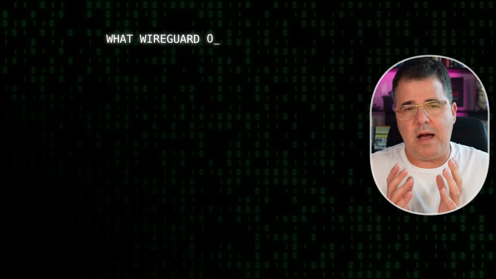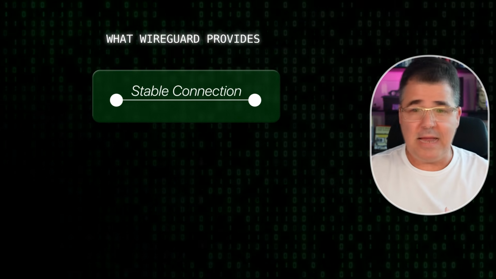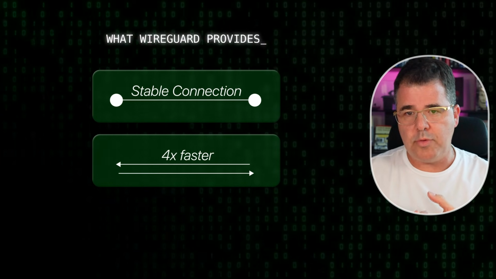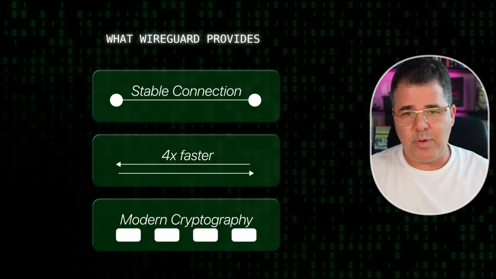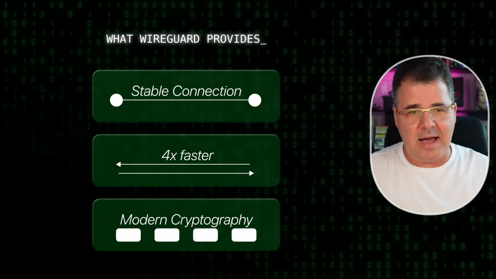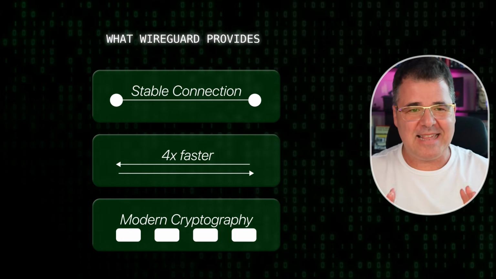So what does WireGuard provide? You get a more stable connection, meaning less chance of dropped sessions, up to 4x faster real-world throughput compared to older protocols, and modern cryptography like ChaCha20, Poly1305, and Curve25519, I swear I'm not inventing this, without any legacy baggage. So this is not hype. It's math and design philosophy baked into the protocol.